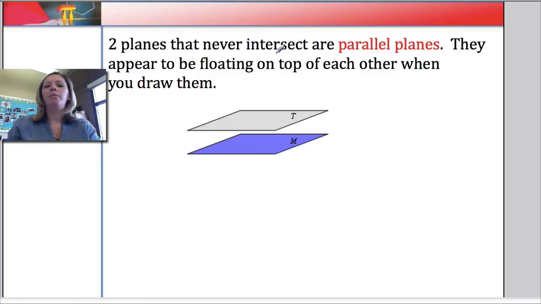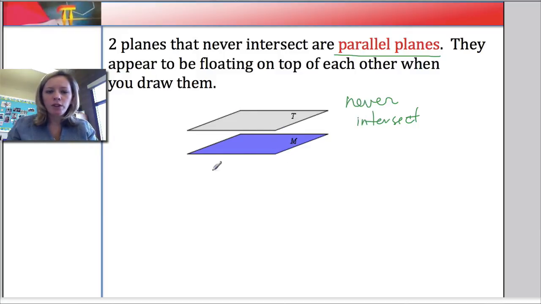And then we have parallel planes. So parallel planes, when we draw them, appear to be floating on top of each other, but just like parallel lines, they never intersect. Okay, let's fix that. They never, ever, ever intersect. So write down that note here. Parallel planes never intersect.